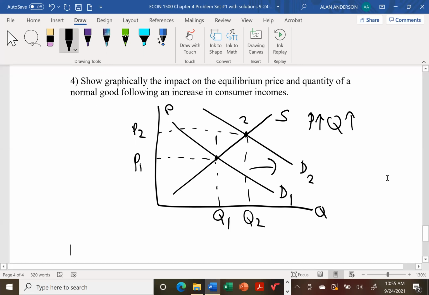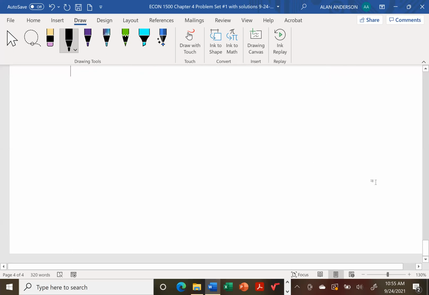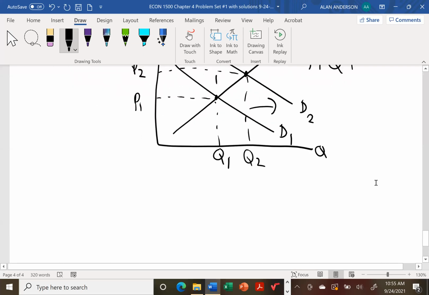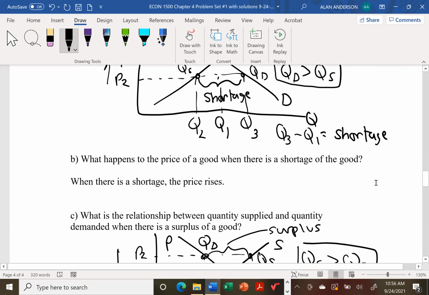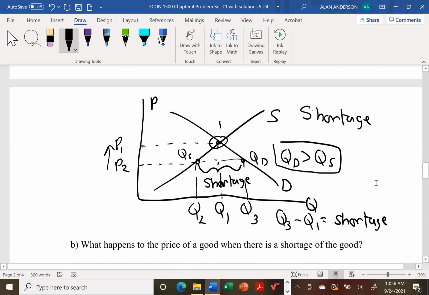All right, what else? Oh, that was it. Okay, so there was just one time you actually were required to draw a graph, but I think it's a good idea in all these cases, just so you can visualize exactly what's going on.